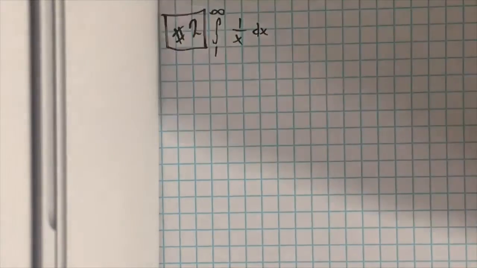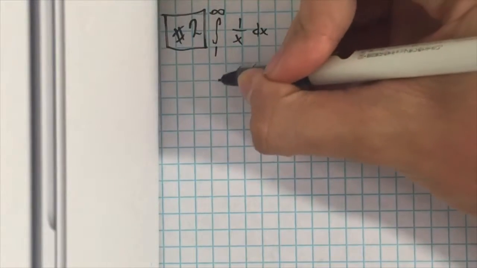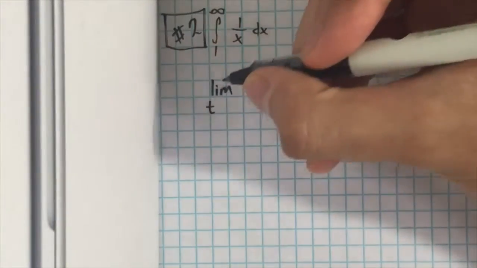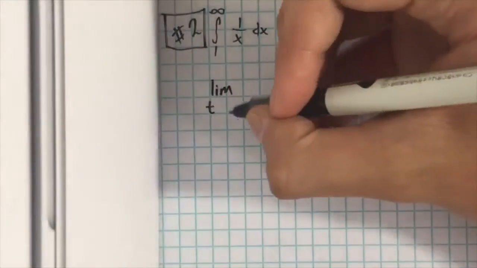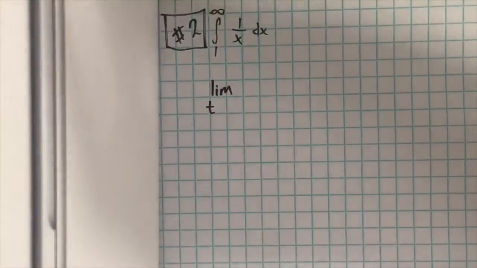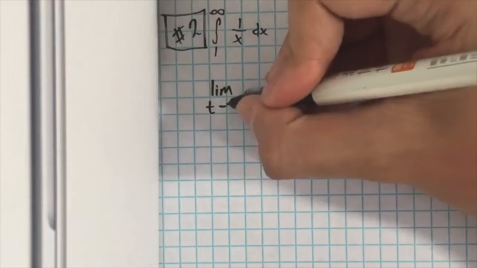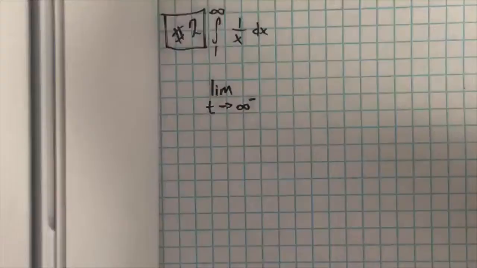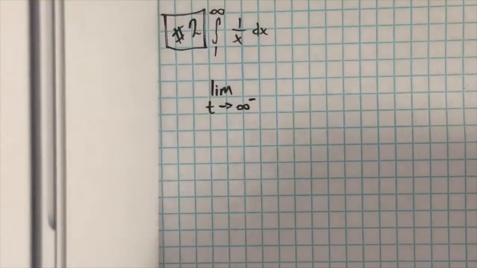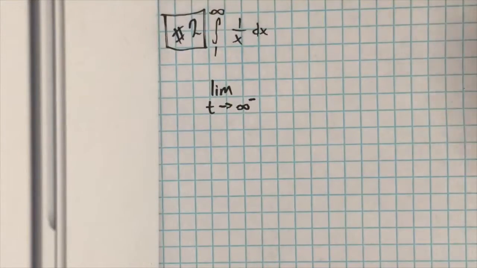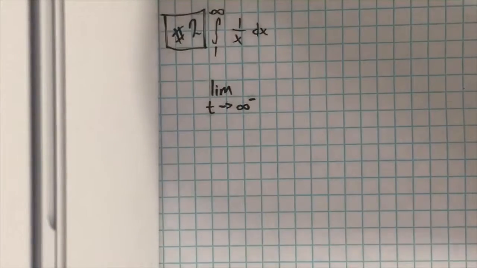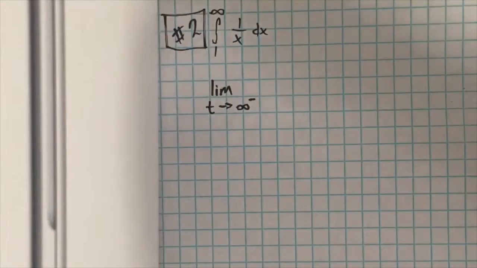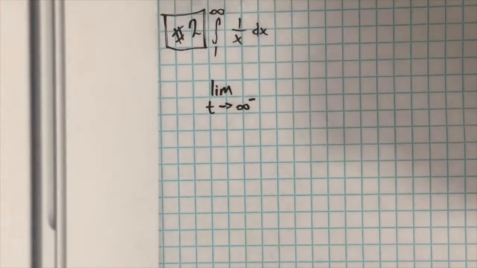So we'll have the limit as t, where t represents the area, because integrals are the area below the curve, as t approaches infinity from the left because it's the upper limit of the integration. If it's the lower limit of the integration, we would say the limit as t approaches infinity from the right.